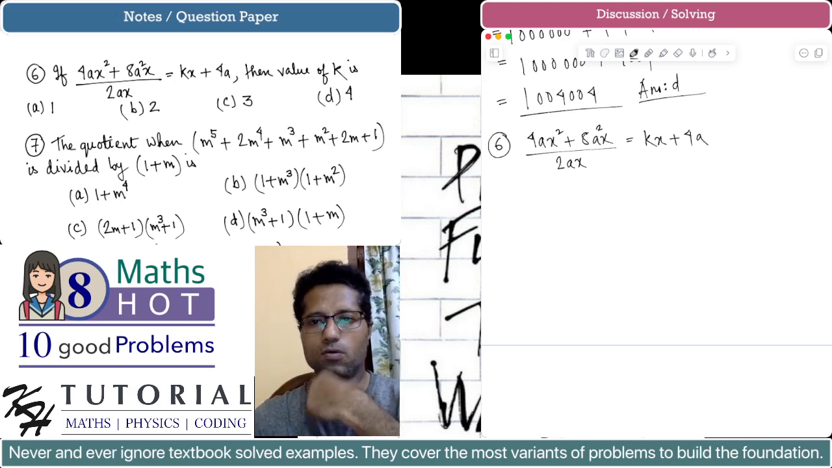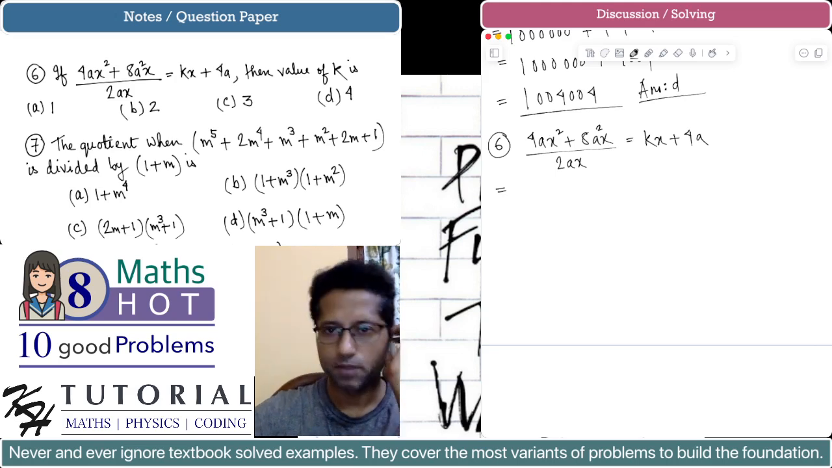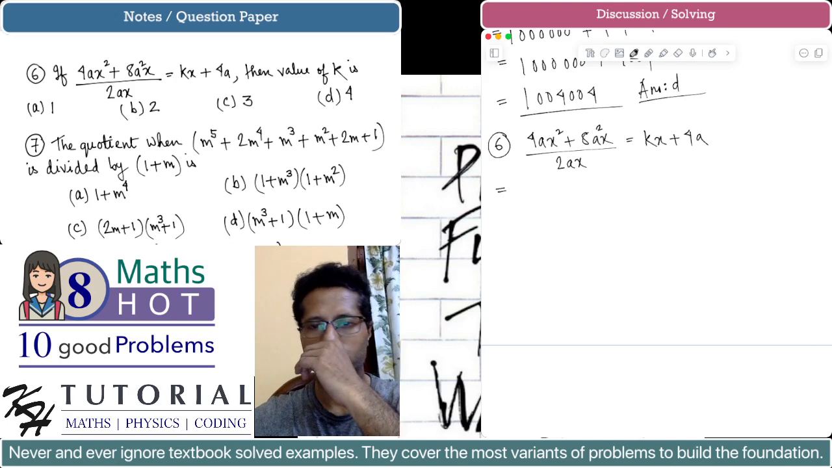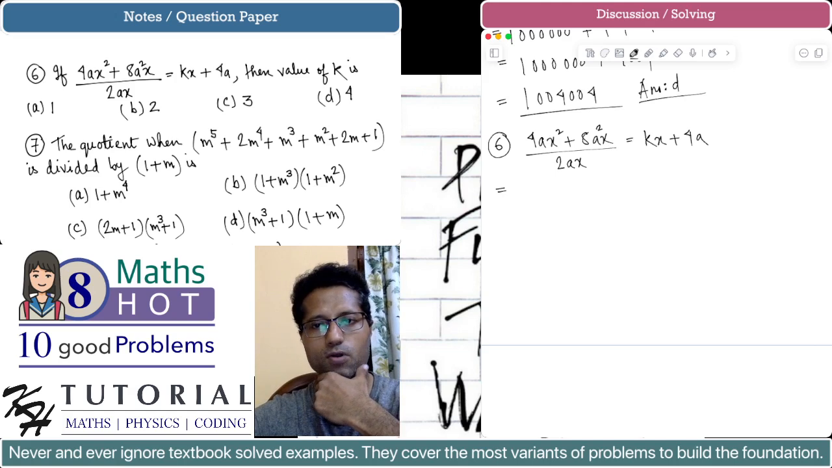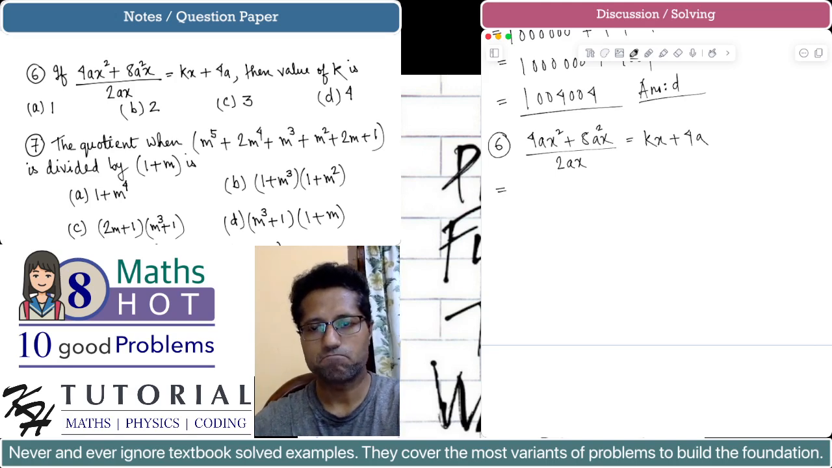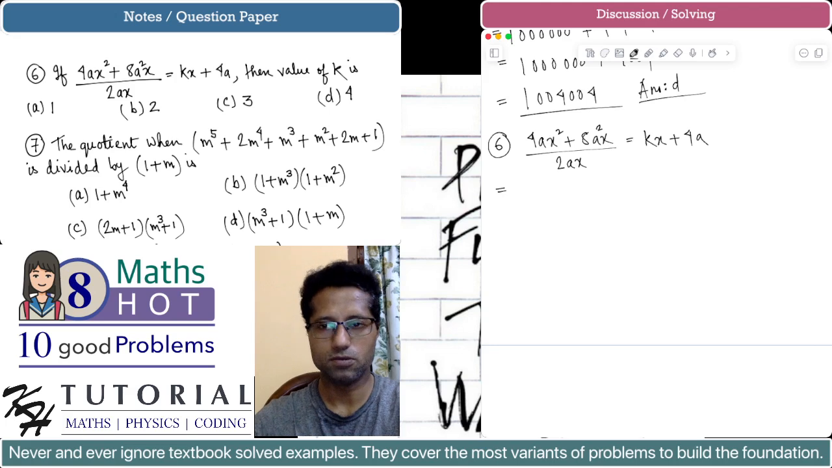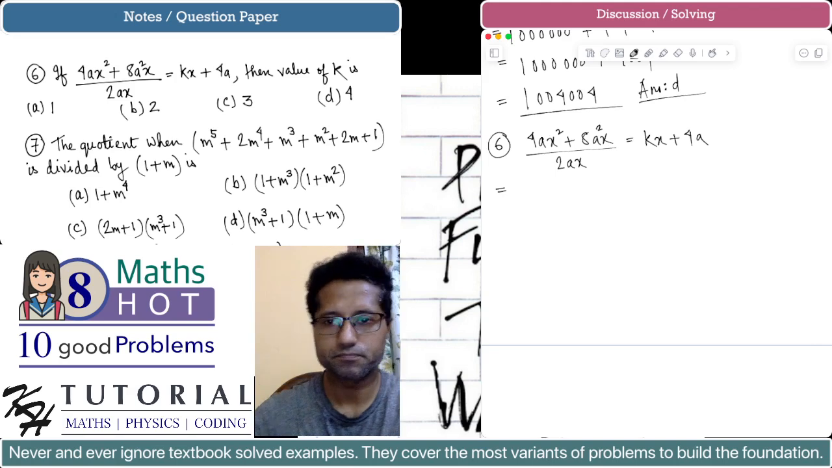Now clearly we know that the left hand side is a division of two polynomials. The numerator is a polynomial. If we consider x as the variable, the numerator is a polynomial of degree 2, that is x square, and the denominator 2ax is a polynomial of degree 1. So we would like to simplify the left hand side rational expression in its simplest form, so that we can get a single polynomial of degree 1, because the right hand side, kx plus 4a, is a polynomial of degree 1.